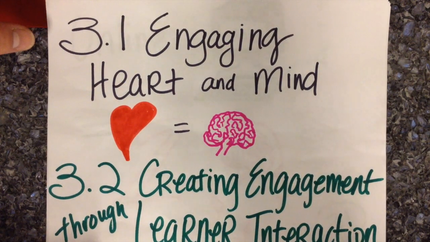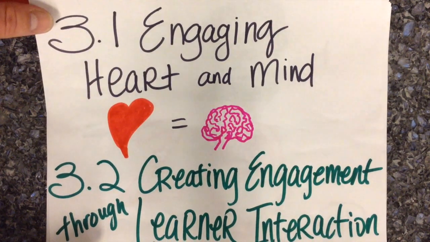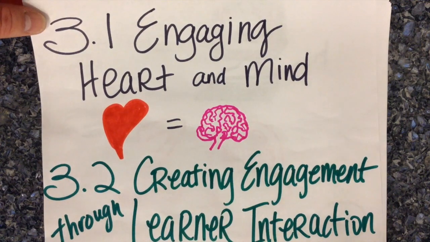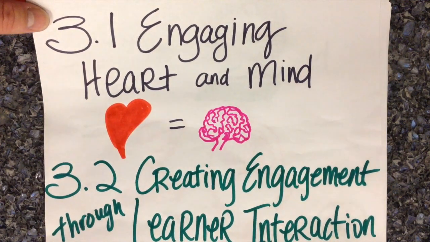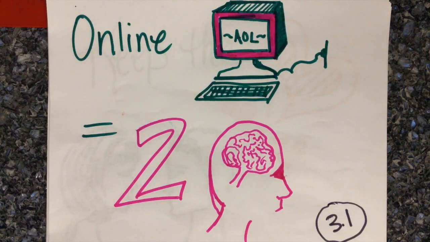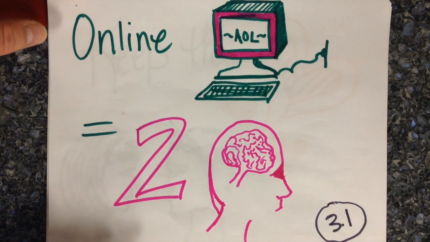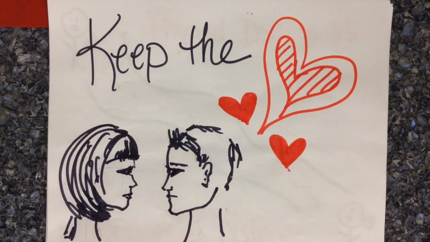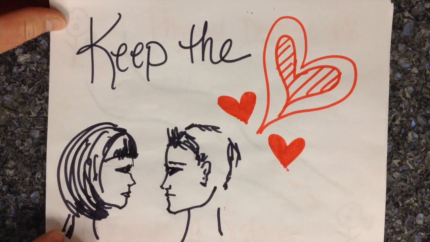3.1, engaging the heart and mind. 3.2, creating engagement through learner interaction. Online content can be too cognitive. Make sure you keep the heart in your assignments.